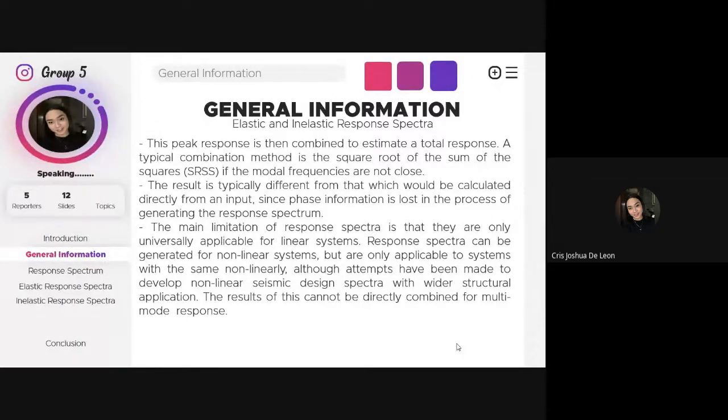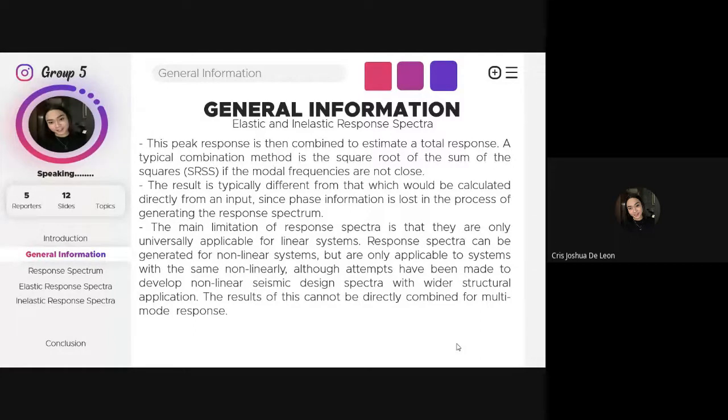A typical combination method is the square root of the sum of the squares, or the SRSS, if the modal frequencies are not close. The result is typically different from that which would be calculated directly from an input, since base information is lost in the process of generating the response spectrum.